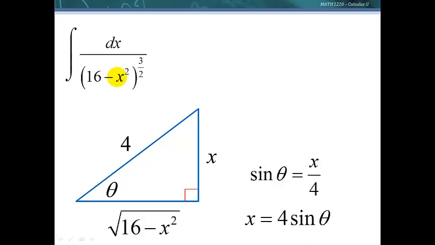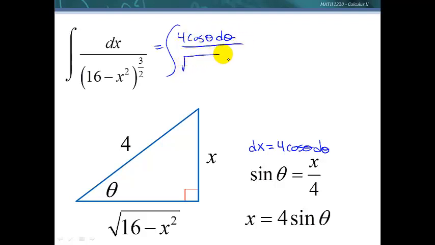Now if we go ahead and do the substitution here, we can see that we need dx. So let's go ahead and find dx. That's going to be 4 cosine theta d theta. So we're going to replace dx with 4 cosine theta d theta. And then we're going to rewrite in radical form. So this is going to be 16 minus, here's our x. Our x is 4 sine theta. It needs to be squared.